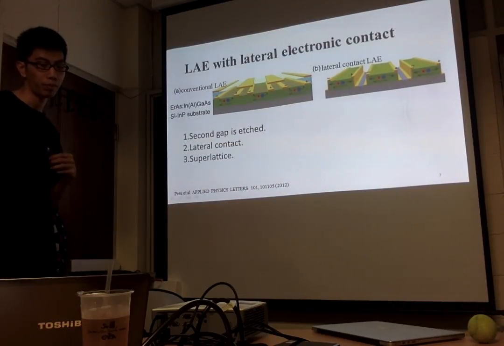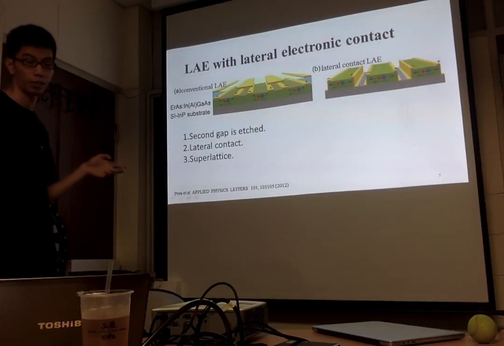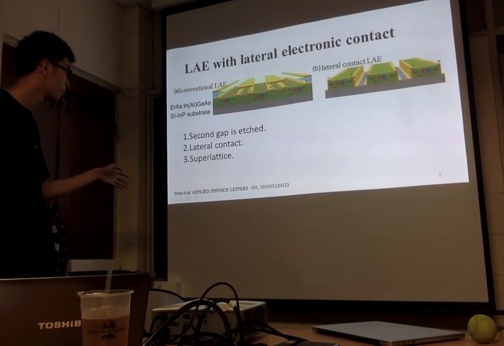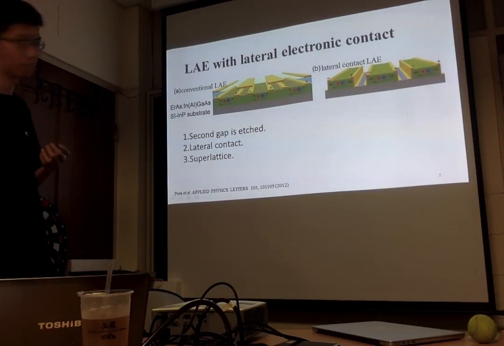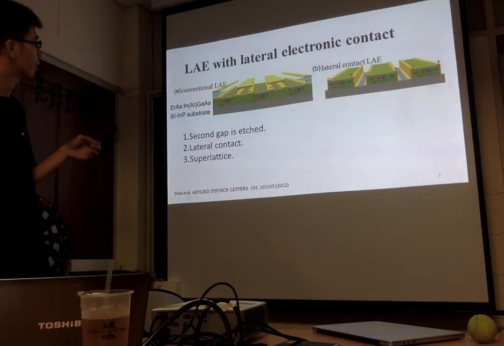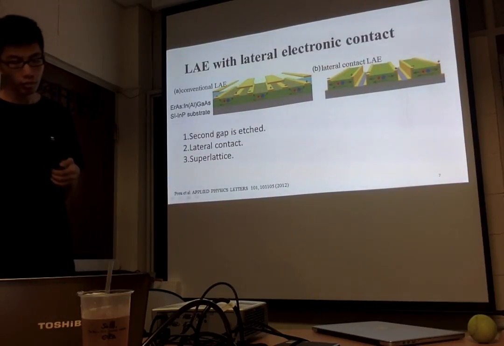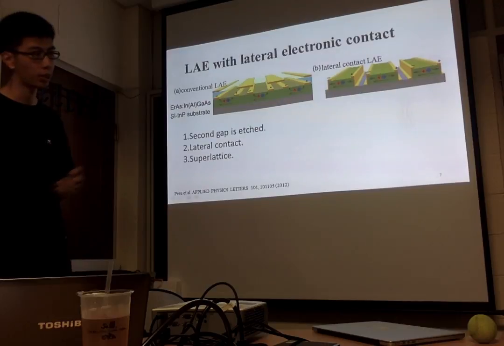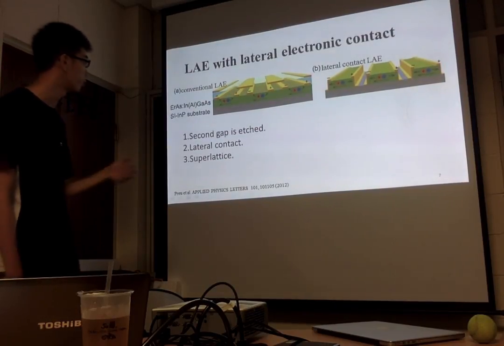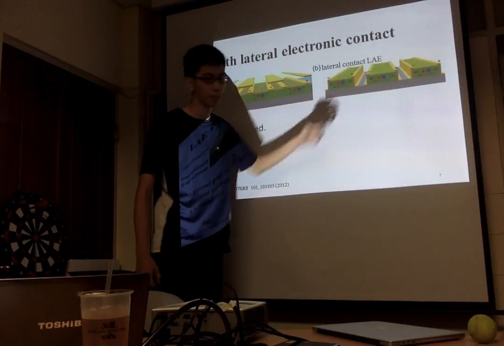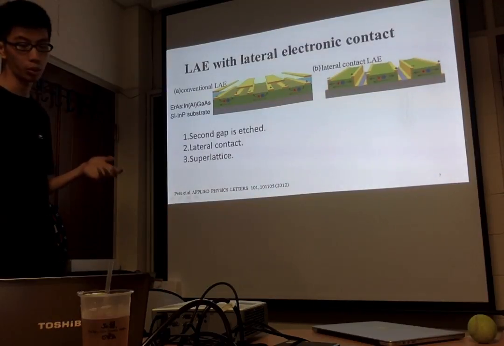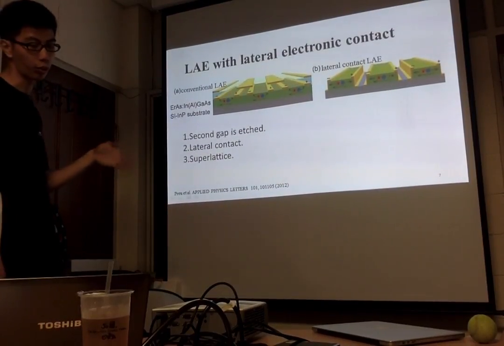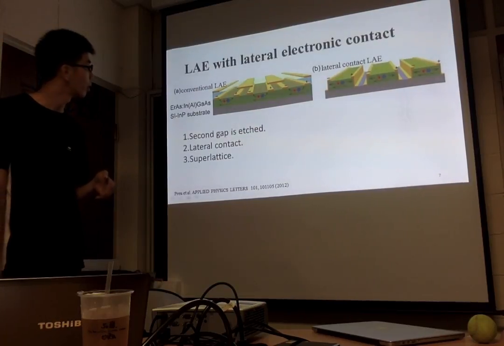The paper is reported from Dataprint, and the design has some differences from the conventional large area emitter. First, the photoconductive material in the second gate is removed to allow only unidirectional motion of carriers.